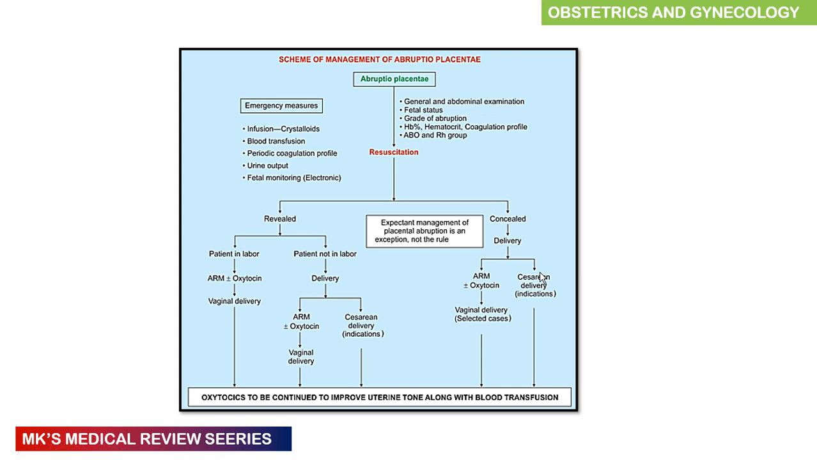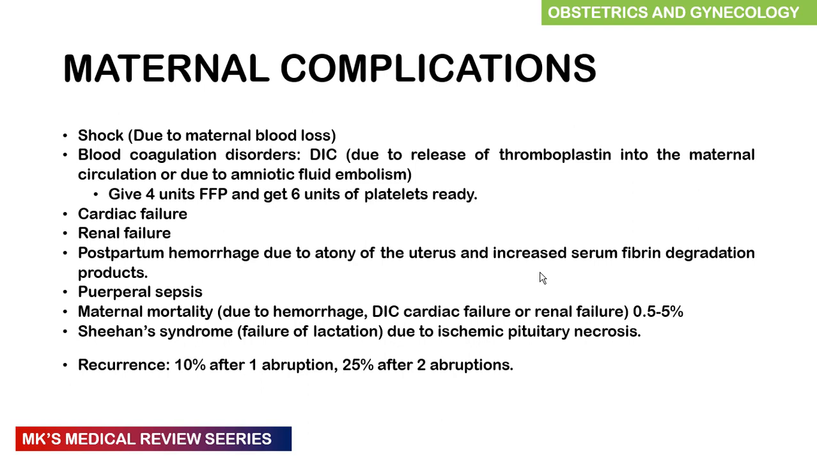Now, what are some of the complications? There may be maternal complications, including shock, which is due to maternal blood loss, and blood coagulation disorders like disseminated intravascular coagulation. Of course, this is because there's release of thromboplastin into the maternal circulation, and this can cause disseminated intravascular coagulation. The second reason is that there could be a release of amniotic emboli that may cause the blood to clot all over the body in the mother, using up the fibrinogen. Then, of course, in this case, we'll want to give 4 units of FFP and get 6 units of platelets ready. Then, of course, there may be cardiac failure.